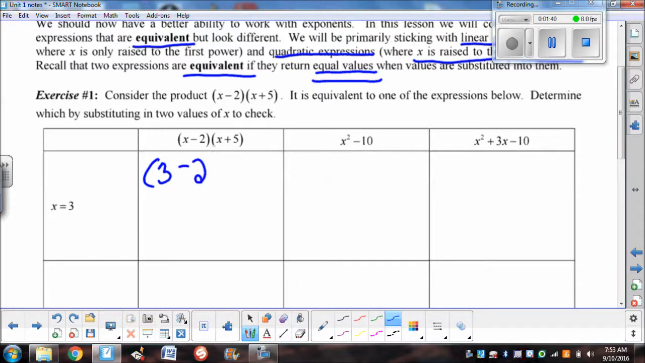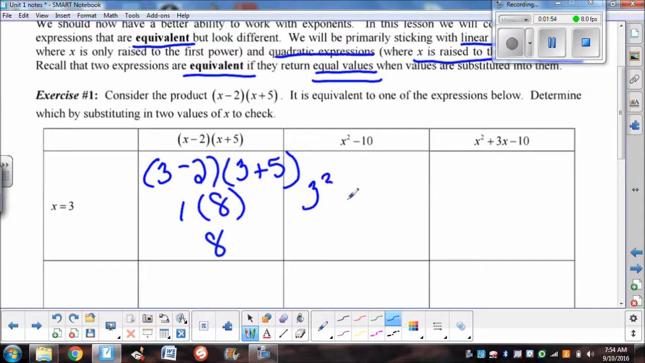Okay, x minus 2, and then 3 plus 5. So when we evaluate that, we end up with 1 times 8, which is 8. So we've got to find which one of these is equivalent to 8. If we take that 3 and plug it in for x squared minus 10, we end up with 9 minus 10, which is negative 1. We've got to get an 8.